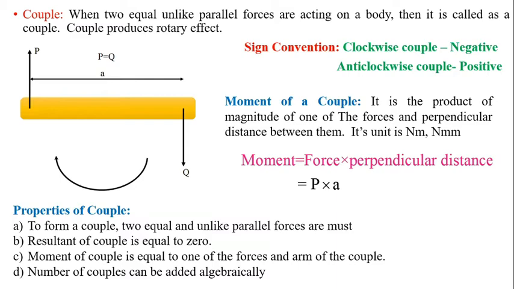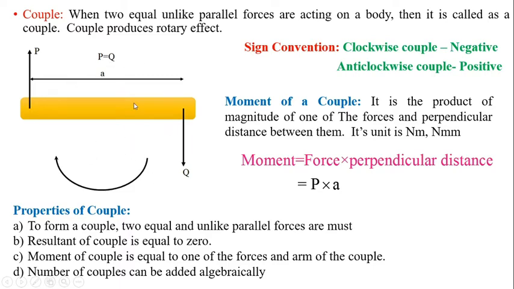So when two equal and unlike parallel forces act, here in this figure, two forces P and Q are acting on a rod, and these two forces are equal in magnitude, P is equal to Q, opposite in direction, and parallel to each other. So these are the unlike parallel forces. Because of these two forces the rod will rotate in clockwise direction. This type of force we apply on the steering wheel of a car. So this effect is called couple.